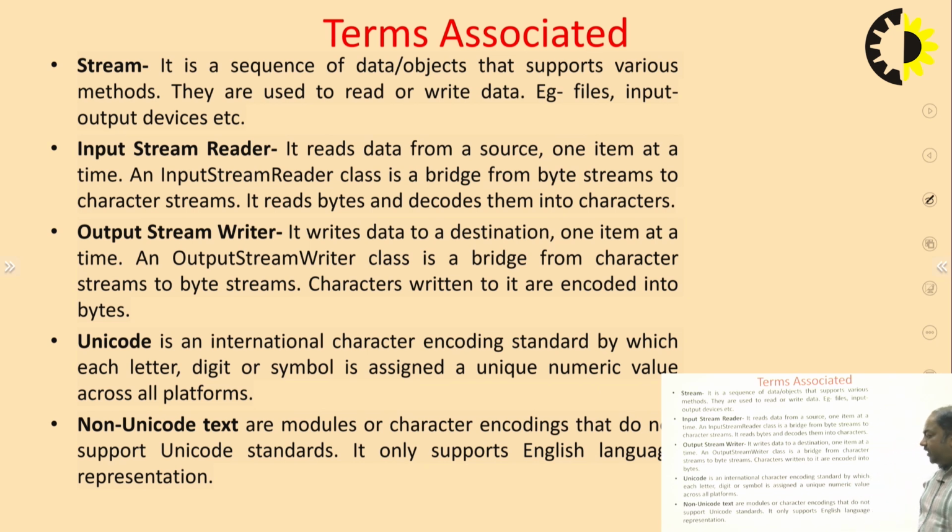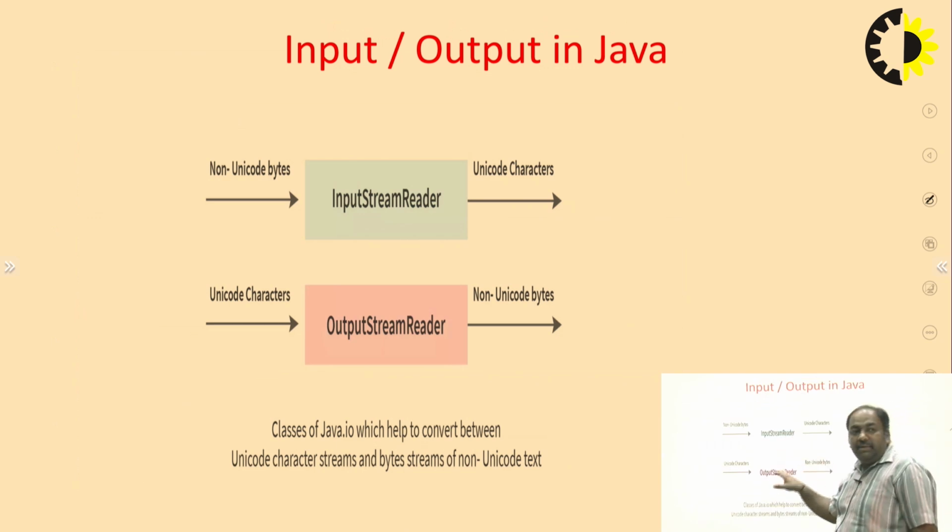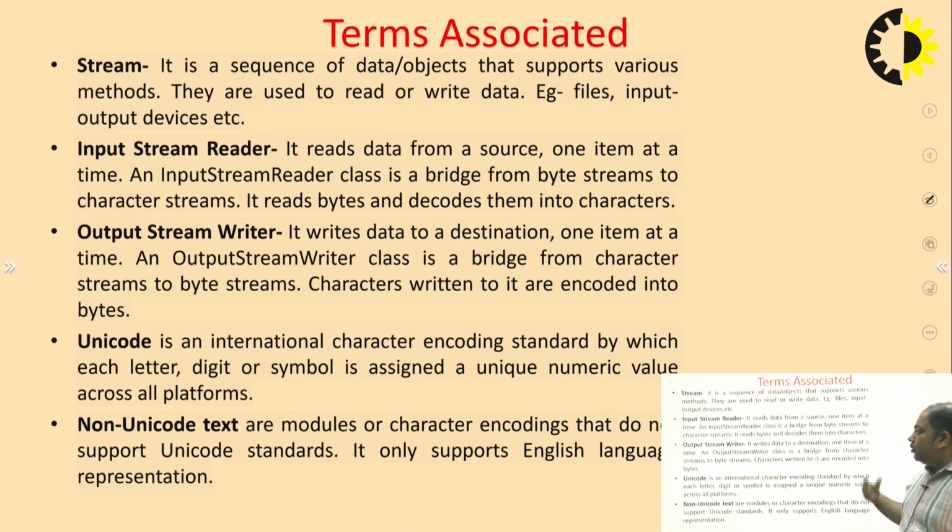And non-Unicode text is the text which we write, like when we represent something in English or in Hindi. All those characters which we write in English or Hindi can be converted into Unicode, and this Unicode is understood by these stream classes, and then the input and output processing will be done accordingly.